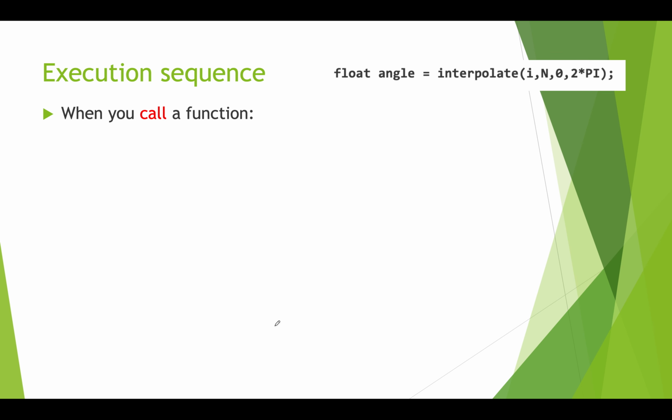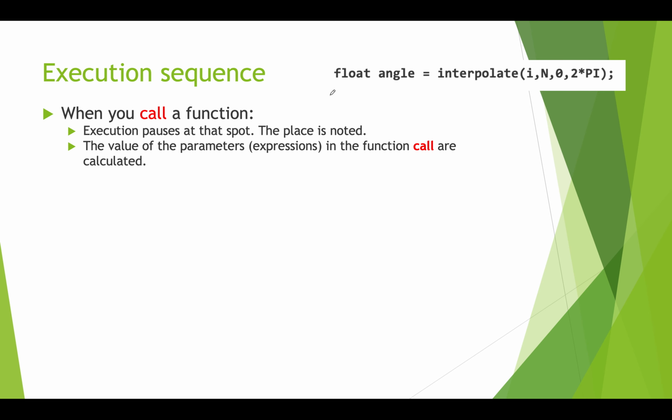Okay. So let's think about the execution sequence. We've talked a little bit about this with functions, but let's talk about it when we have return values. So when we call a function, the execution pauses. Right here, there's a call to interpolate, so execution pauses right here. We make note of this line in the code so that we can come back to it, right? And the values of the parameters are calculated. In this case, calculating means going and getting whatever i is, going and getting the value of whatever's stored in n so that we know what these numbers are.